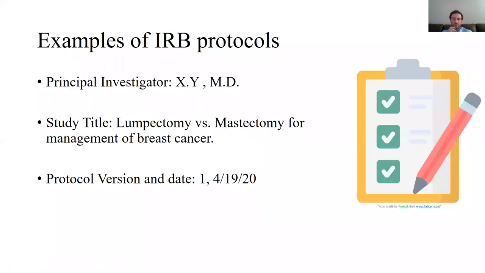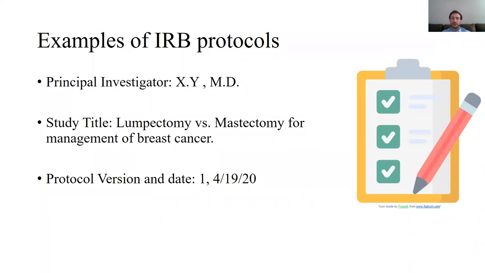I have an example of the IRB protocol here. So there is always a template at your institution for the IRB. If there is no IRB at your institution, you either can take an approval from the IRB of a different institution, or ask, for example, the head of the hospital or the dean of the school to start some kind of process or paper approval for that. Usually the protocol has similar templates across institutions, but you just need to download that and fill it.